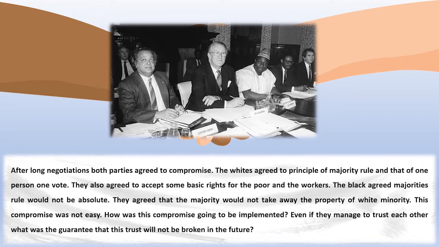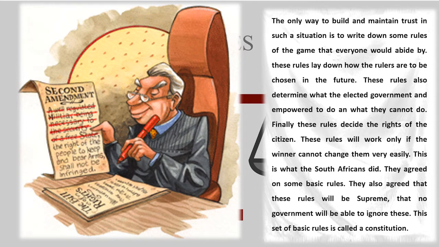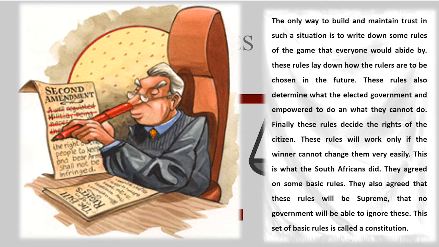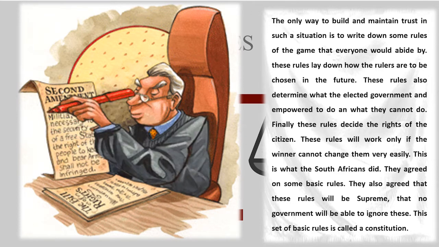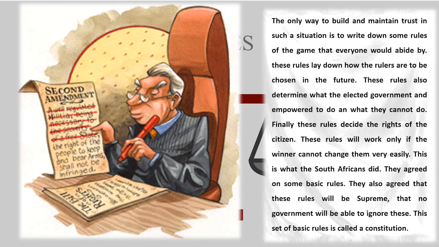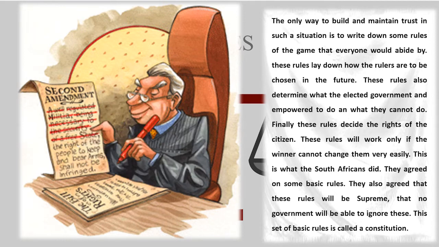The South Africans believed that the only way to decrease the difference in opinions and increase the unity and harmony amongst people was to build a set of rules that everyone had to follow, irrespective of their skin color. This set of rules included rules about how the government was to be chosen in the future. It also highlighted the authority given to the government and the citizens.